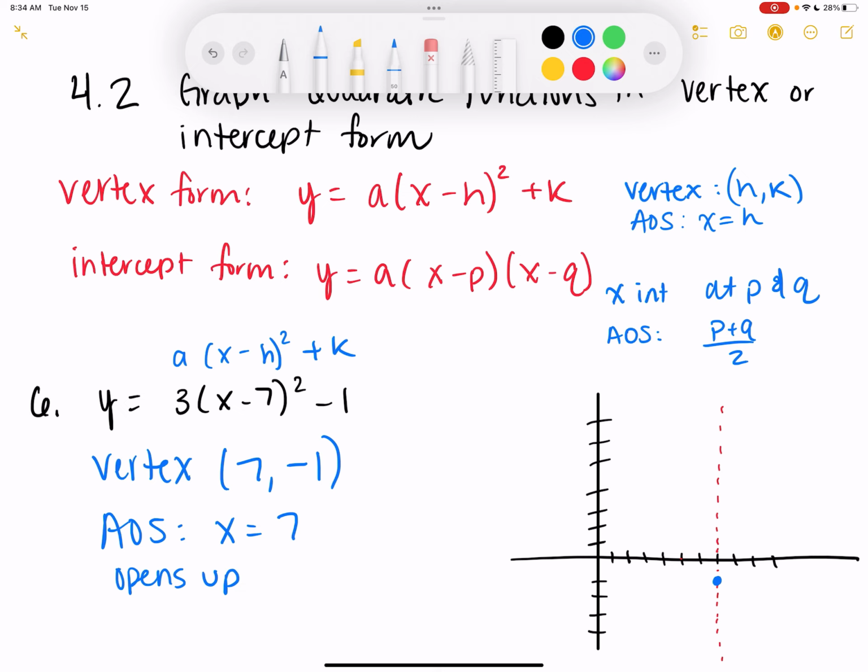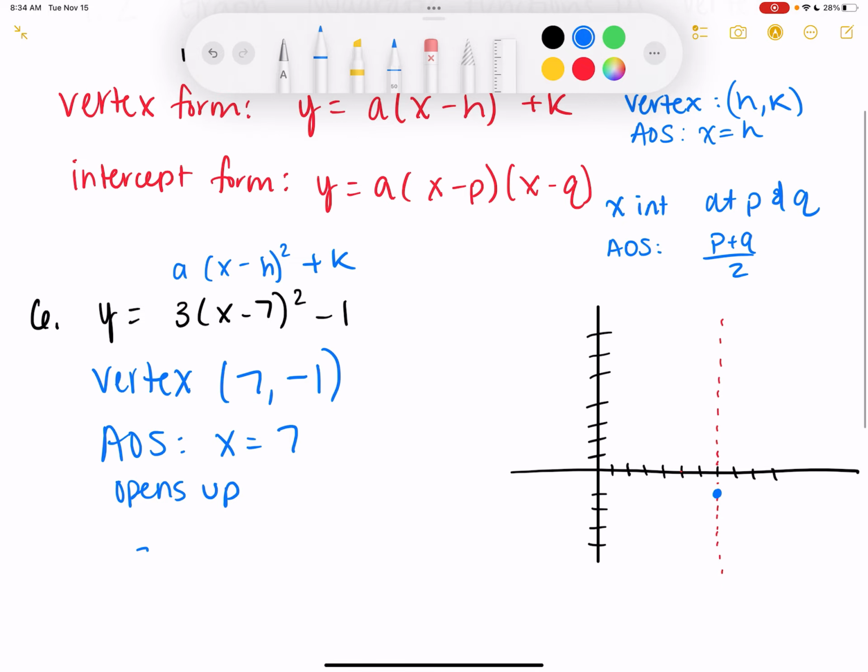So if I plug in 8, you have 3 times 8 minus 7 squared minus 1. So 8 minus 7 is 1. 1 squared is 1 times 3 is 3. So then 3 minus 1 is 2. So at 8, we have a point at 2. And then that's 1 away on the right. So if we go 1 away on the left, we have a point in the same spot.